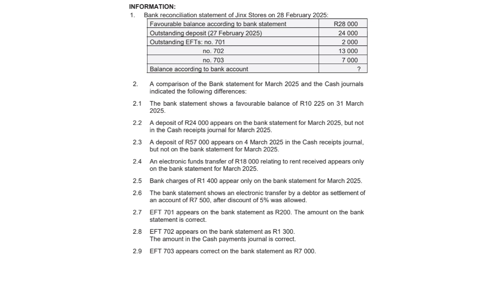2.6, the bank statement shows an electronic transfer by a debtor as a settlement of an account of 7,500 Rand after discount of 5% was allowed. 2.7, EFT 701 appears on the bank statement as 200 Rand. The amount on the bank statement is correct. EFT 702 appears in the bank statement as 1,300 Rand. The amount on the cash payments journal is correct. And then 2.9, EFT 709 appears correct on the bank statement as 7,000. Now that we've recorded all the entries, let's go and complete 4.7.1 on our answer sheet on the next page.